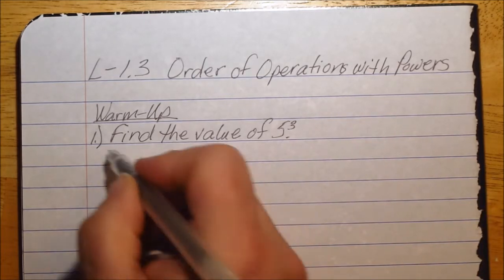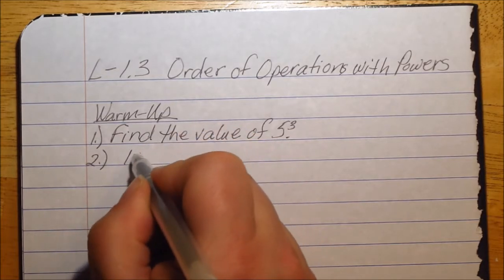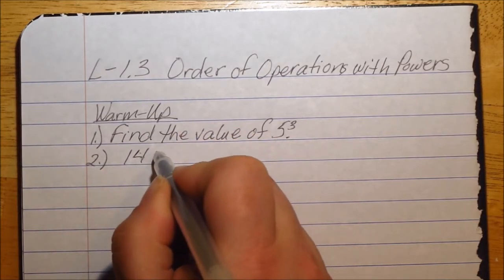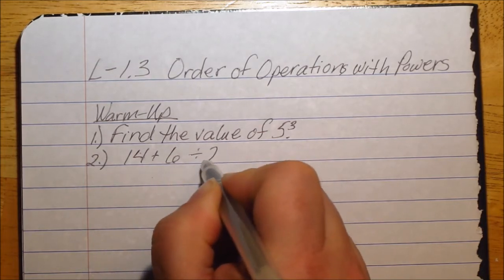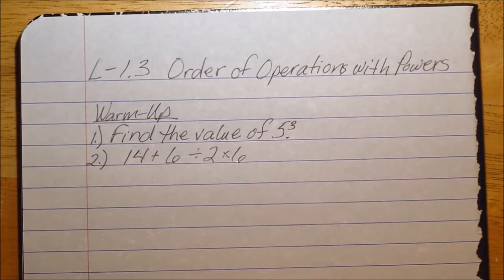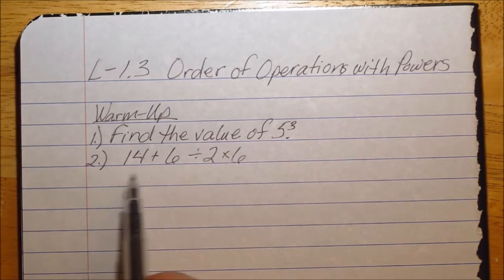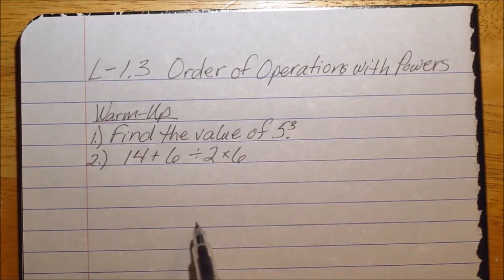All right, and number 2 is find the value of this expression, 14 plus 6 divided by 2 multiplied by 6. And you need to remember your order of operations on this. If you're not sure, refer back to lesson 1.1. And I'll leave some space under here because you're going to need to make your PEMDAS triangle happen there.